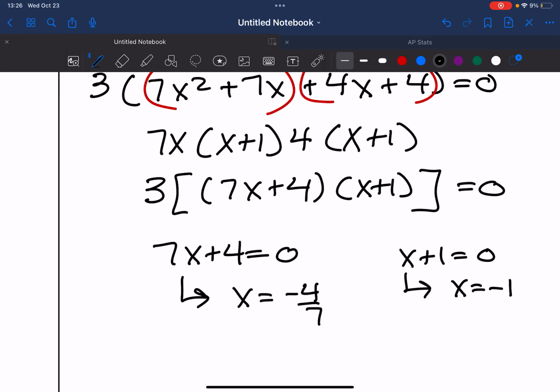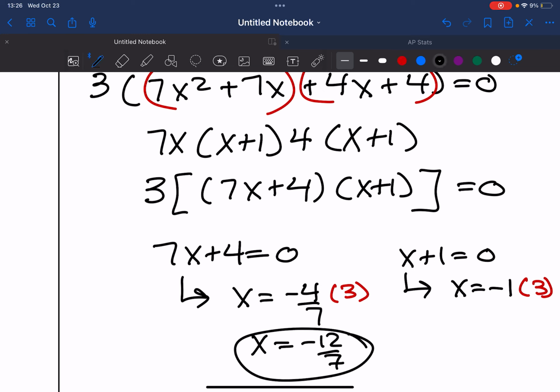Well, I've got to still multiply both my answers by my GCF, so I have to multiply them both by 3. So that means my actual answer is x is equal to negative 12/7 and x is equal to negative 3.